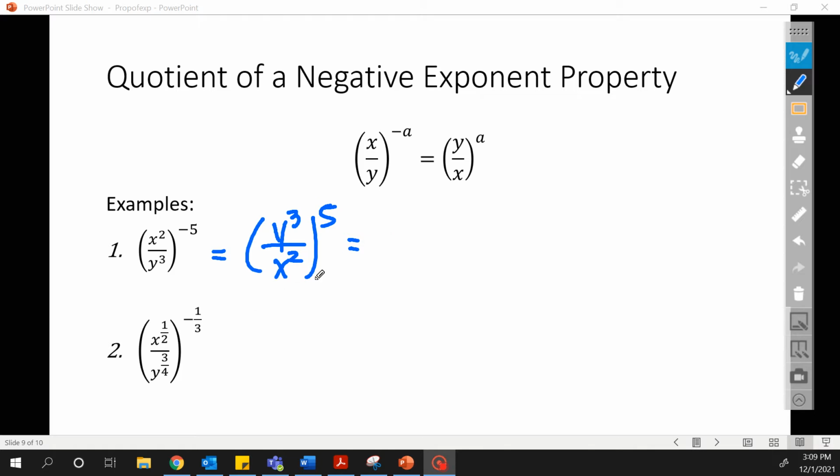I would want to simplify this completely, okay, so which means no parentheses and only one of each base. So I need to get rid of these parentheses. So this exponent of 5 will get multiplied by each of them. So that's y to the 15th over x to the 10th.